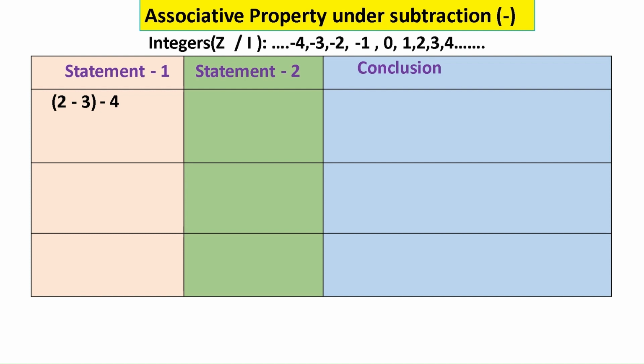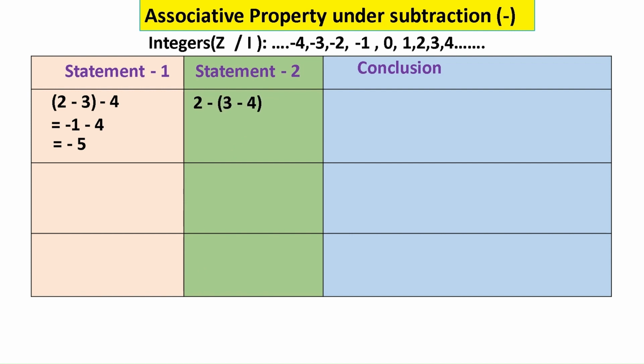Now here, subtract the first 2 integers. 2 minus 3, what will we get here? Minus 1. And the next, third integer, is 4, so minus 1 minus 4. We will get minus 5. In statement 2, the last 2 integers are subtracted, and after that that result is subtracted from the first integer. Now we will check here.